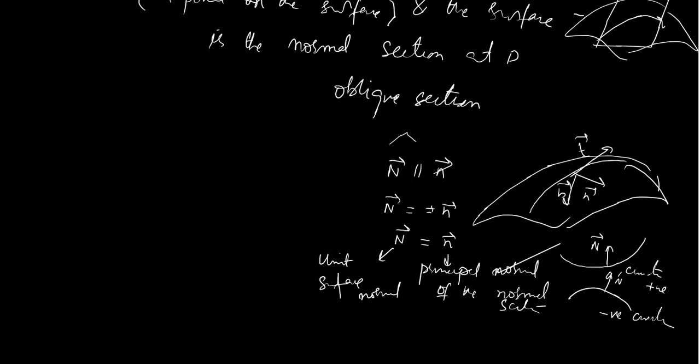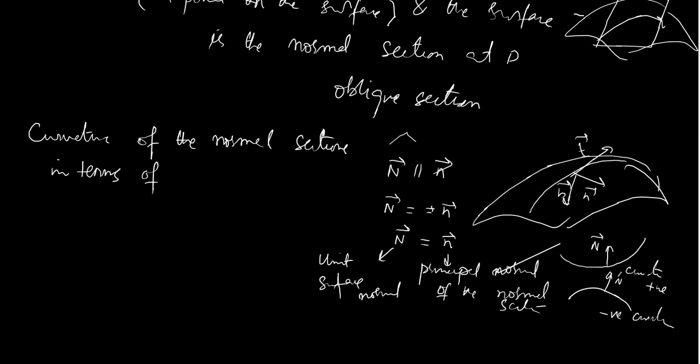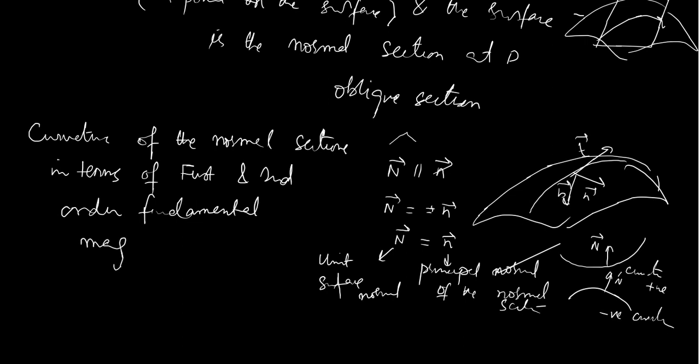Okay, once I have decided that, the next thing we do is to find the curvature of the normal section in terms of first and second order fundamental magnitudes. By that I mean E, F, G and L, M, N.